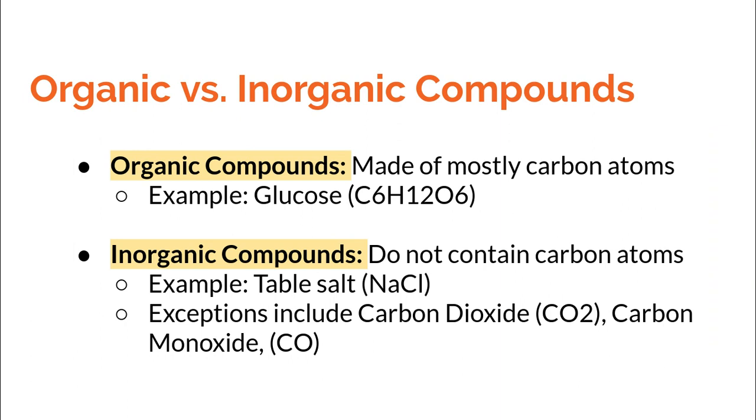So on the other hand, we have inorganic compounds. And on the whole, these do not contain carbon. There are some exceptions. Carbon dioxide, CO2, is one, and carbon monoxide is another. But an example of an inorganic compound would be table salt. It includes sodium, Na, and chloride, or chlorine, Cl, but no carbon in there. So it is a compound made of atoms that are not carbon.